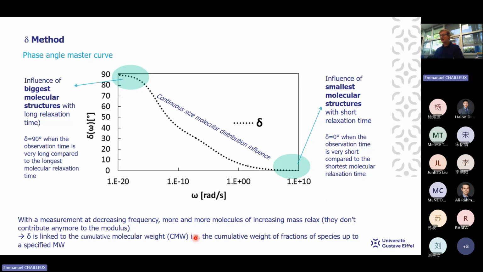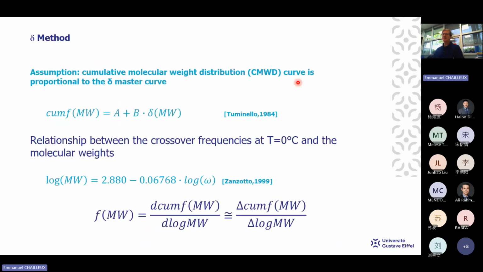It means the cumulative weight of fractions of species up to a specified molecular weight. So how will we use it? We will make some assumptions. We will assume that the cumulative molecular weight distribution curve is proportional to the phase angle master curve. The bituminous in the polymer ion has made the same assumption.